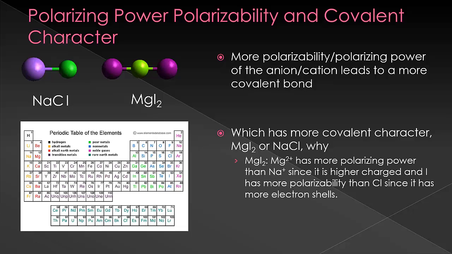Now, we can look at the anions, and we have chlorine and iodine. Iodine, which is much larger, and so much more polarizable. Chlorine, which is much smaller, much less polarizable. So the answer is MgI, since the Mg has more polarizing power, and the I is more polarizable.